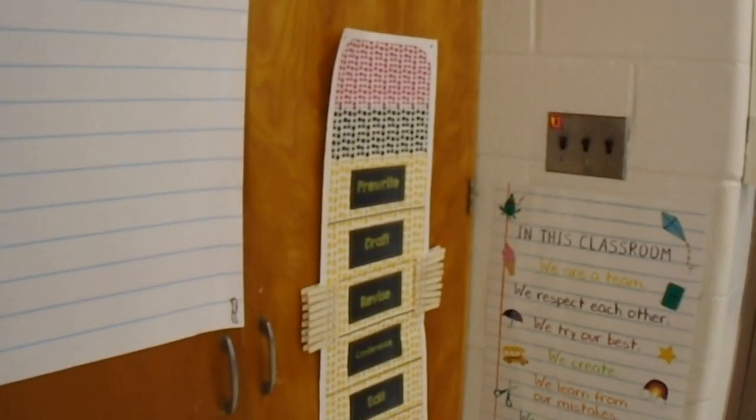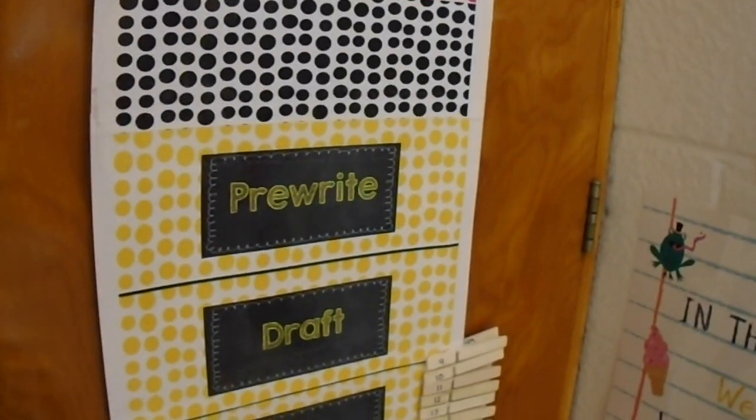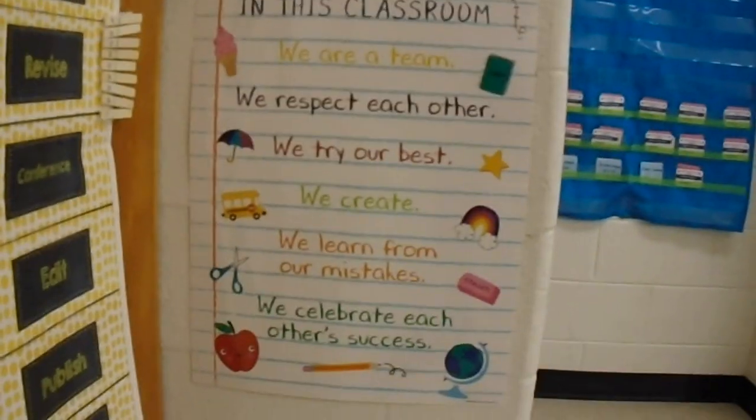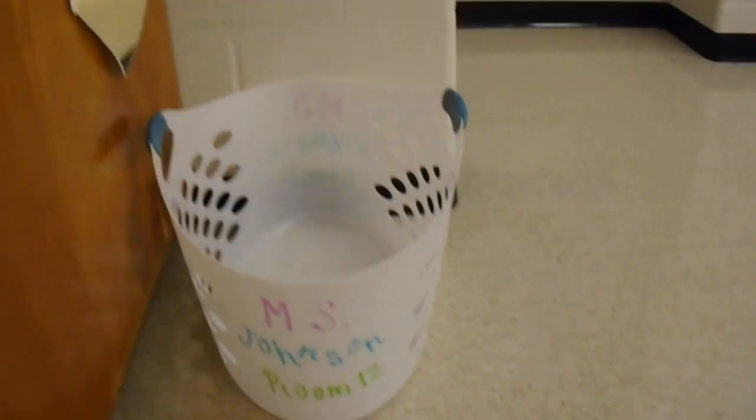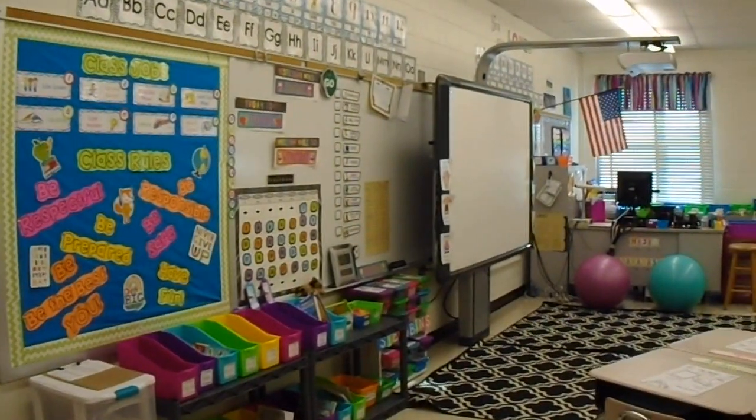I also have my writing process clip chart so that I'm able to see where my kids are in their writing, and it also reinforces the different parts of the writing process, so my kids are able to clip down whenever they get to a new part in writing their papers. And then a cute poster from Target, and our lunchbox bin. So yeah, that is basically it.